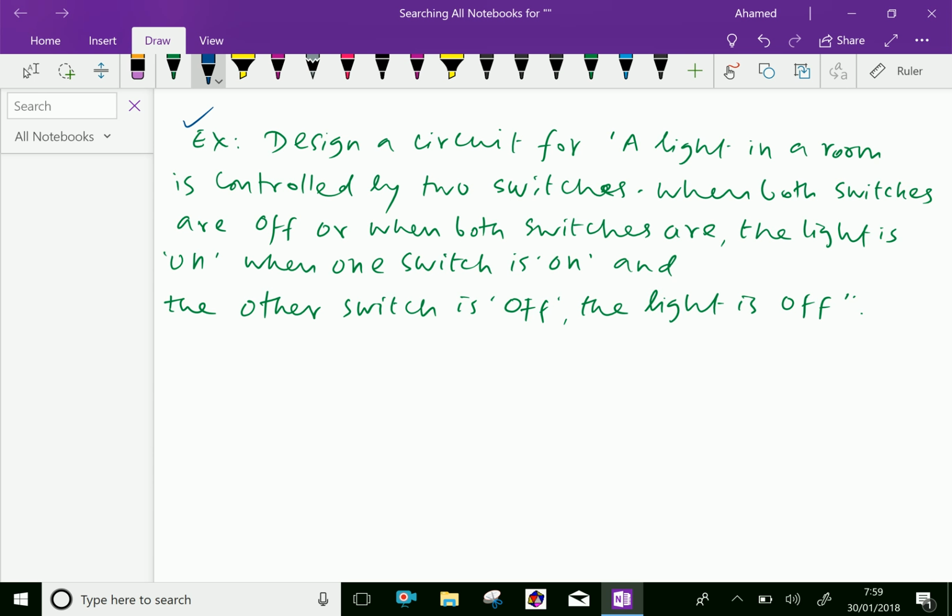Design a circuit for a light in your room controlled by two switches. When both switches are off or when both switches are on, the light is on. When one switch is on and the other switch is off, the light is off. Which means, if both switches are in off condition, the light is on.